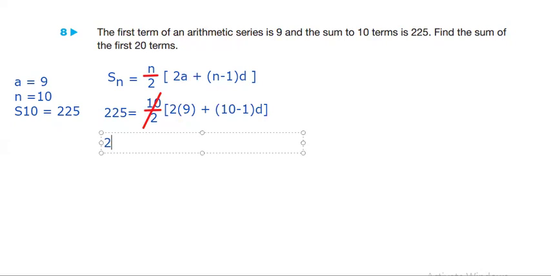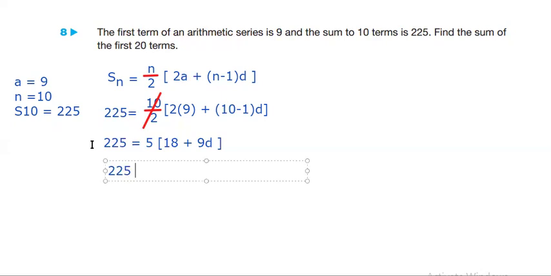So I have the 225 equals, this becomes 5. And then we open the bracket. 2 times 9 is going to be 18. And then plus 10 minus 1, which is 9. And then multiplied by the d is going to be 9d. So plus 9d. And then close bracket, like this. Now, I'm going to continue simplifying.